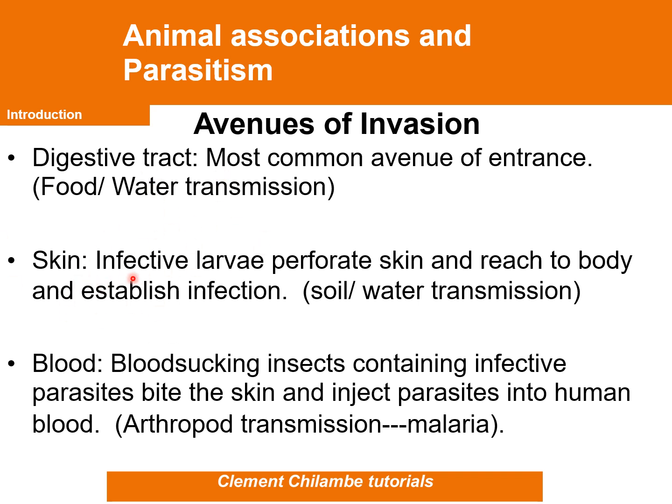Secondly, the skin. Infective larvae perforate skin and reach the body and establish an infection. The soil and water transmission is a perfect example of that. Then we have blood. So blood-sucking insects containing infective parasites will bite the skin and inject parasites into human blood. An example is the arthropod transmission, malaria, blood-sucking insects, which in this case we are referring to what? The mosquito. All right, so these are avenues of invasion: digestive tract, skin, and also blood.